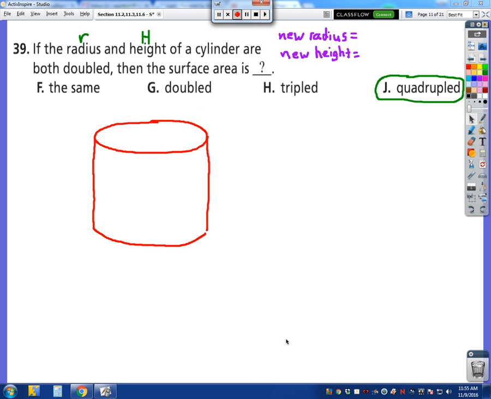Third problem says if the radius and the height of the cylinder are both doubled, then the surface area is the same, doubled, tripled, or quadrupled. And the answer is quadrupled. So if you got quadrupled, you could stop this video, move on, and go to the next problem.